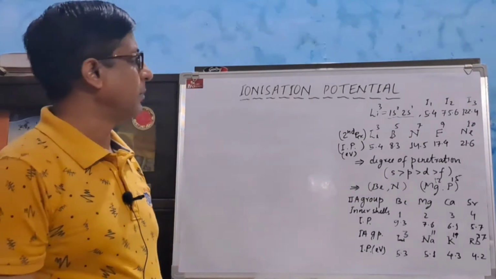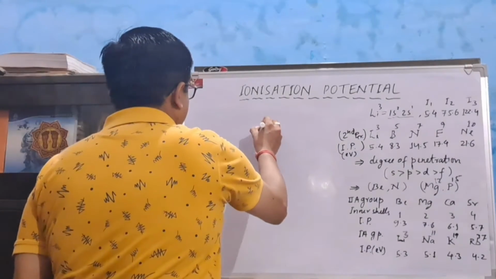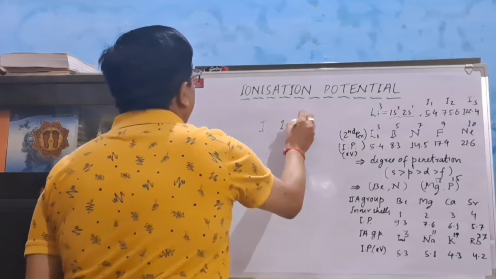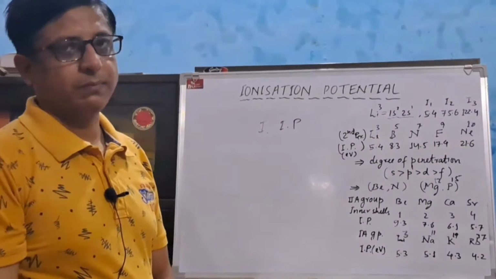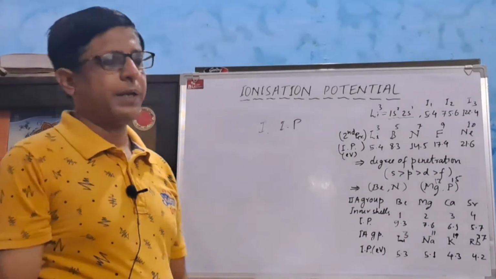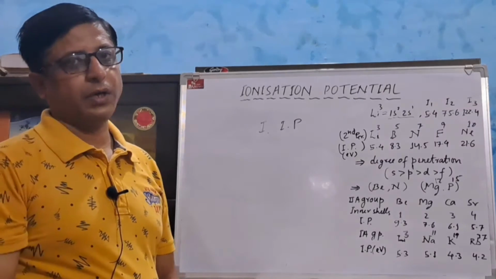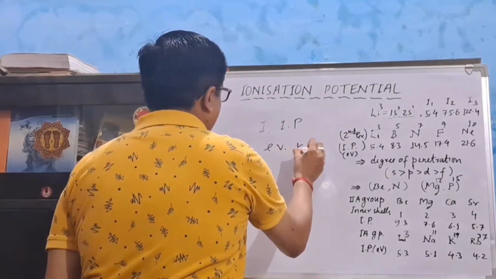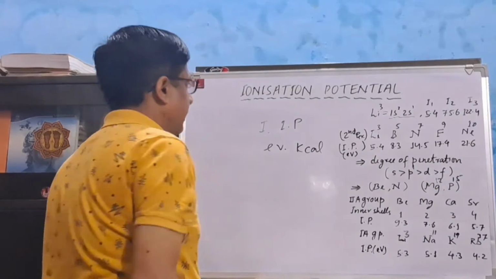It is represented by the symbol I.P. or I.E. Ionization potential is measured in electron volt or kilocalorie. Its unit is electron volt or kilocalorie.